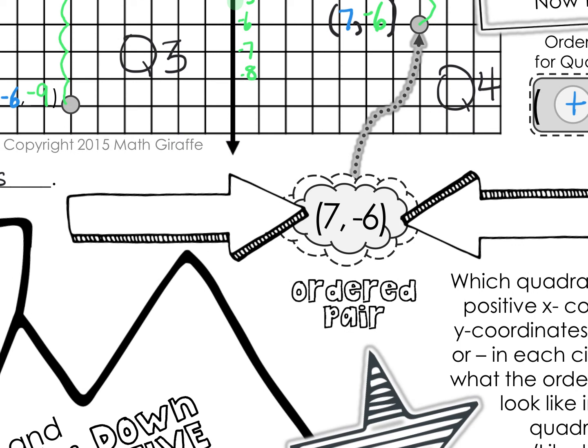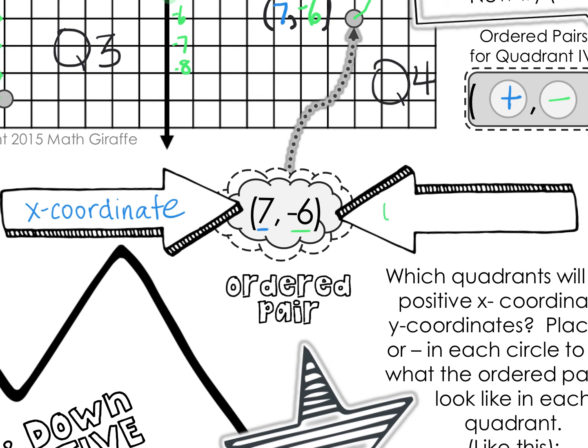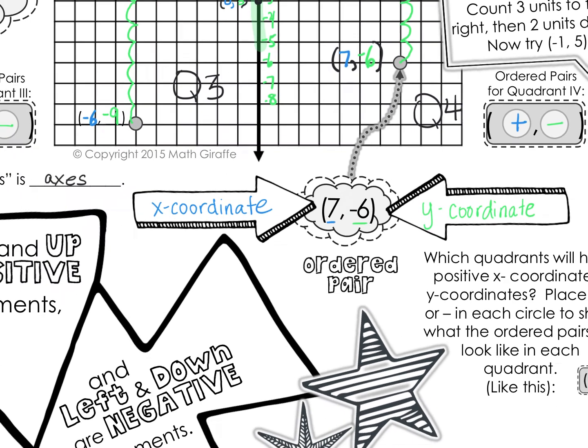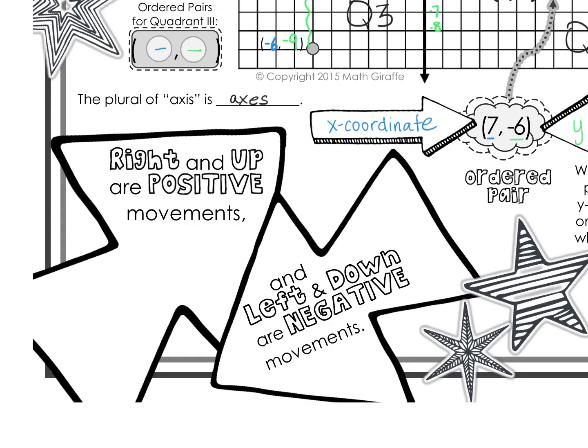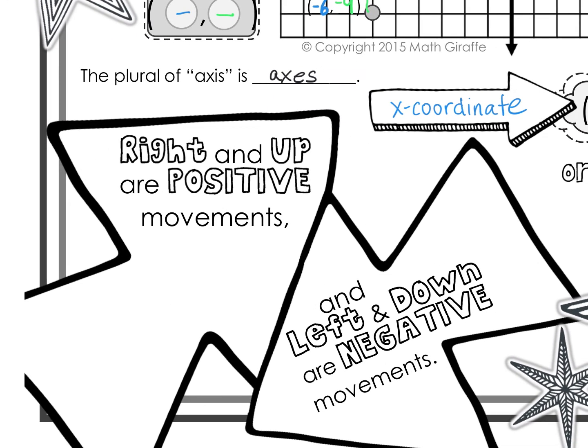Here we have a few more reminders. The number on the left, this one right here, is the X coordinate. Please write this down. And the number on the right, the second number, this -6, is the Y coordinate. So here are some nice reminders that the right and up are positive movements, and the left and down are negative movements.